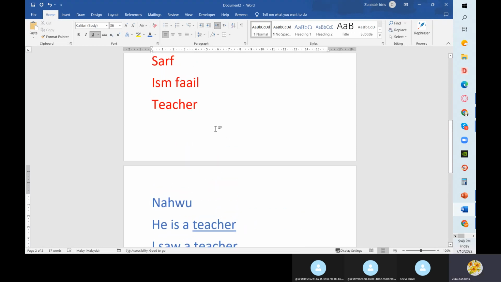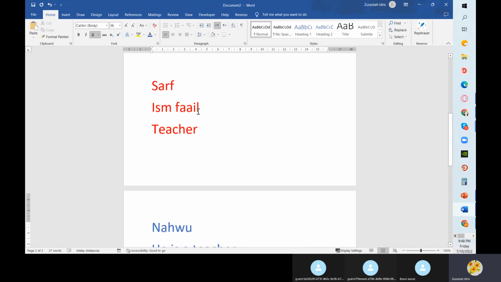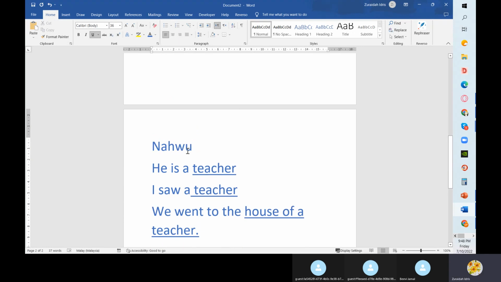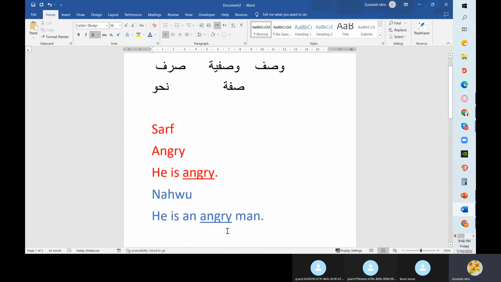So it doesn't change. It's an isim fa'il all the time. This is isim fa'il, isim fa'il, isim fa'il, as far as Saf is concerned. But for Nahu, it changes. So this one is Khabar. Sorry, this one is Maf'ul. And this one is the word after of. So back to this one just now. This is the difference. This one is tied to the Mawsuf. This is not tied to anything. It's just a quality.